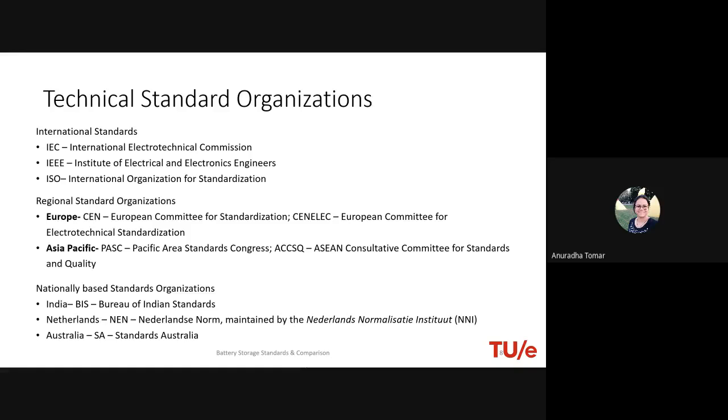For example, in India, we have the Bureau of Indian Standards. Then for the Netherlands, one organization is there. Then for Australia, there is Standards Australia. Even in one country there could be multiple nationally based standard organizations. It depends completely upon the organization or the national structure in a particular nation. So these are the three broad categories, you can say: international, regional, and national.